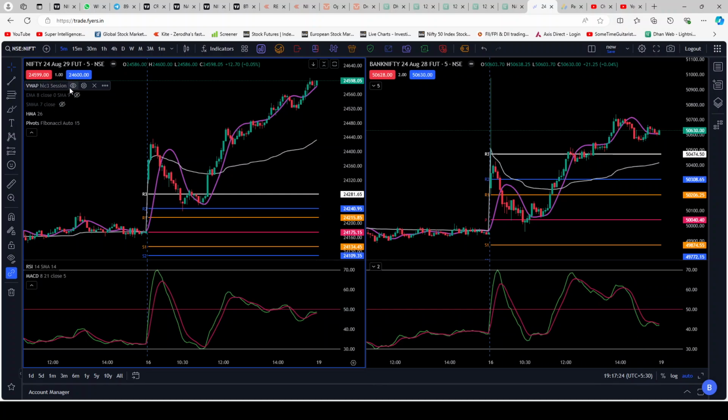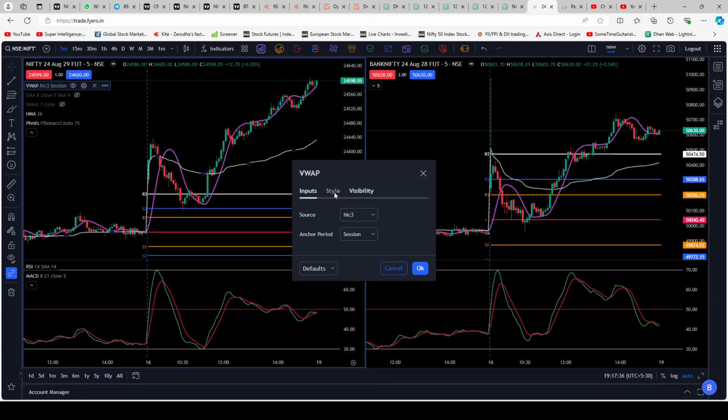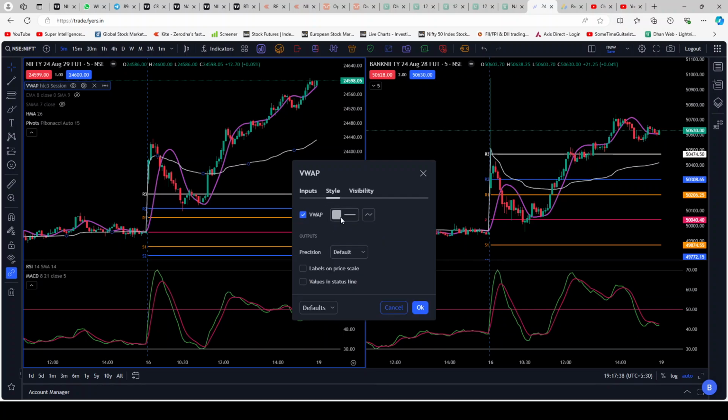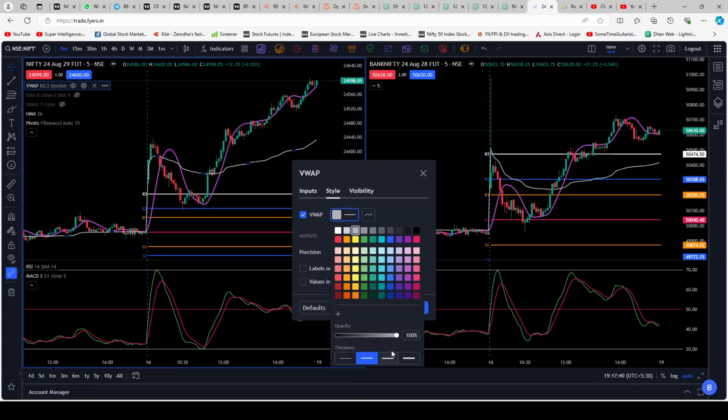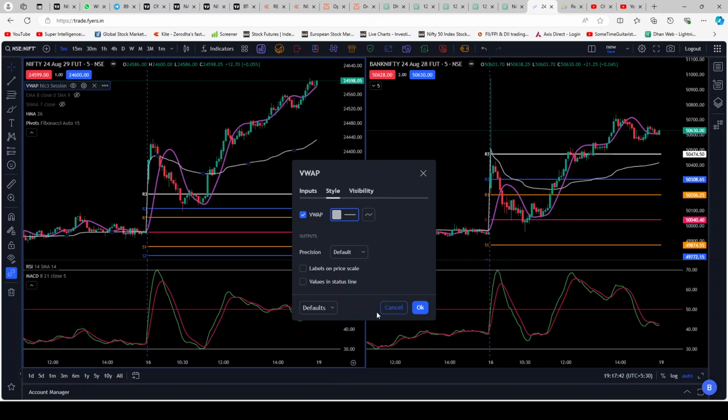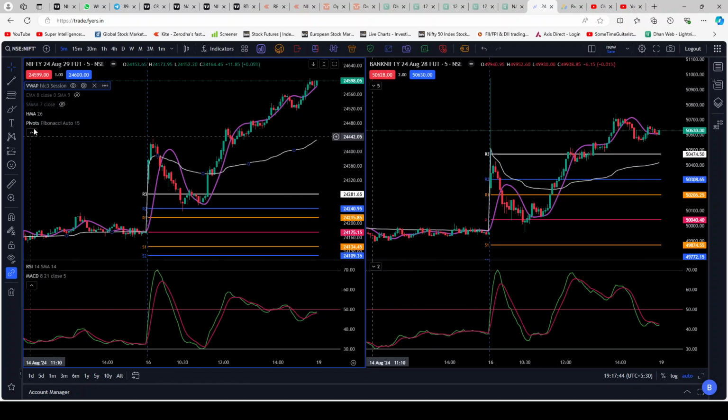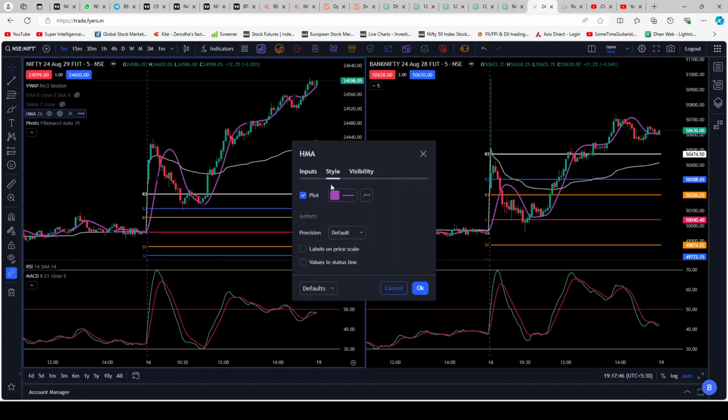The other thing is the indicators we are using on the left-hand side, and this is all you need. The first one is VWAP. This white line that you see is VWAP. We have not made any changes to VWAP. Whatever comes by default, we are using that. Only the color we have changed to white instead of whatever color it generally comes with, and the thickness is maintained at 0.